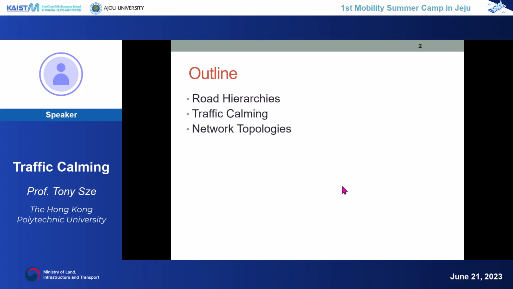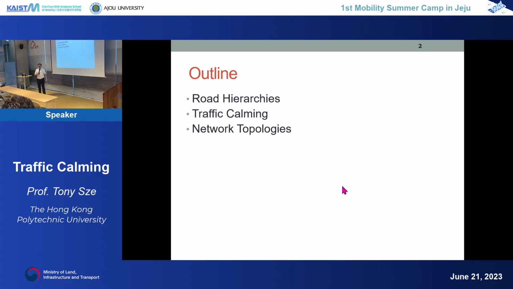Before we talk about traffic calming, there are some basic definitions, such as road hierarchy. There are many different road types. We classify them into 4 or 5 classifications, depending on the country. Some countries classify the road into 5 different classes. Some classify them into 3 to 4.